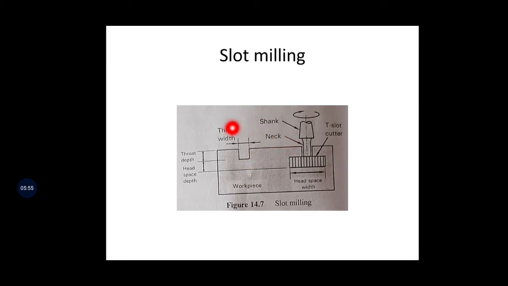So slot milling means we have to make some sort of slots, some T-slots, any shapes, anything you can make using this slot milling operation. Slot means some sort of provision inside the workpiece. These things we cannot make with plain milling or end milling. You have to use some special devices, some special cutters to perform the slot milling operation.